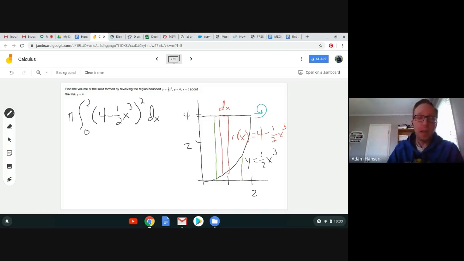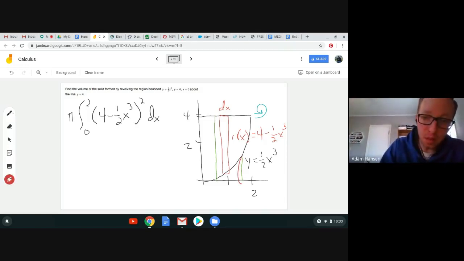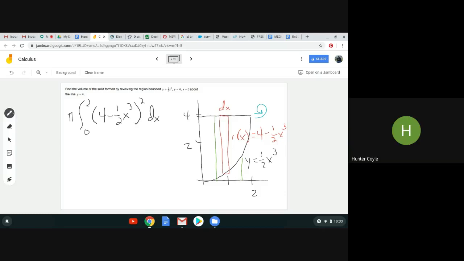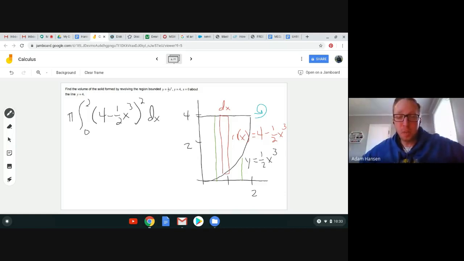The radius is not 1/2 x cubed because that only gives me this part of the picture. I need 4 minus 1/2 x cubed to get the radius for the region we're rotating. What really determines what the r of x is equal to? That is mostly determined by a couple different things. Number one would be what the region you're trying to rotate is, and what the axis of revolution you're rotating around is going to be.